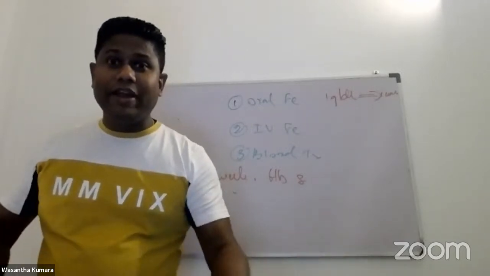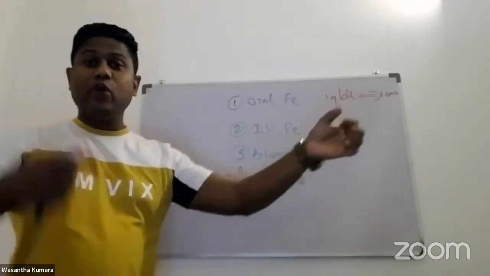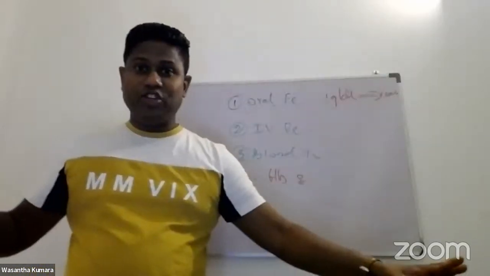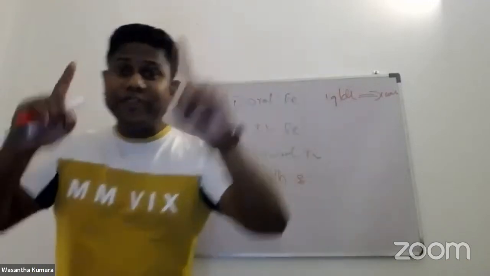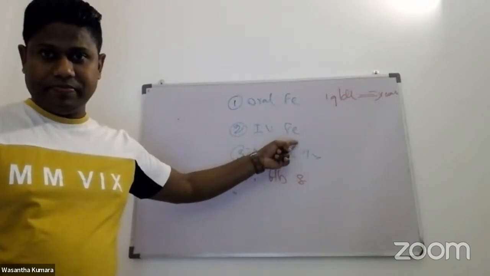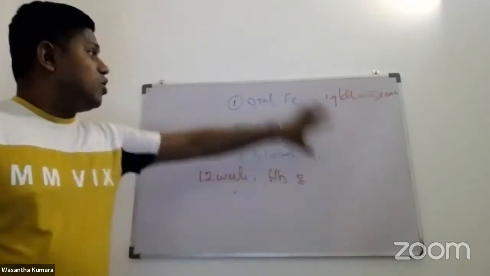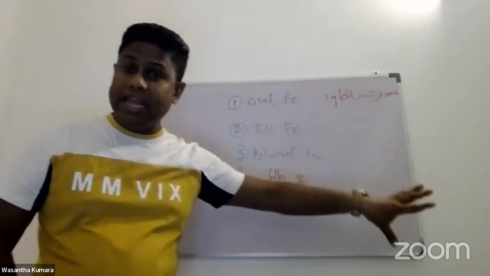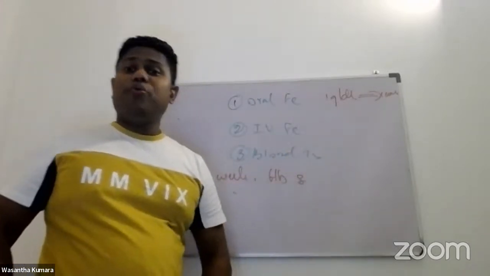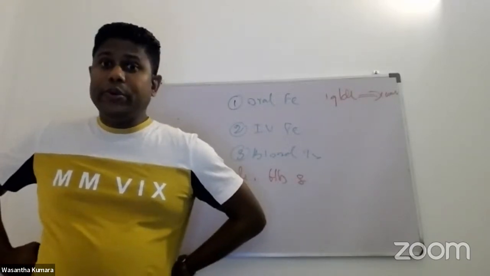What can you do now? The next line of management is you admit the patient and do IV iron. Then you are sure that this iron has gone into the circulation. So if the compliance is poor, the only best option is IV iron. Normally, in the first part of pregnancy, anemia in pregnancy, usually you manage with oral iron. If the compliance is poor, you go for IV iron.